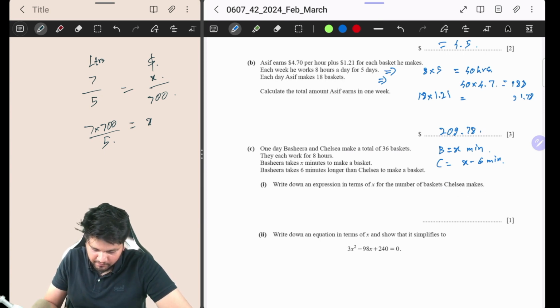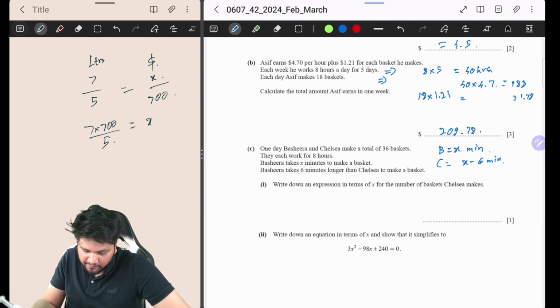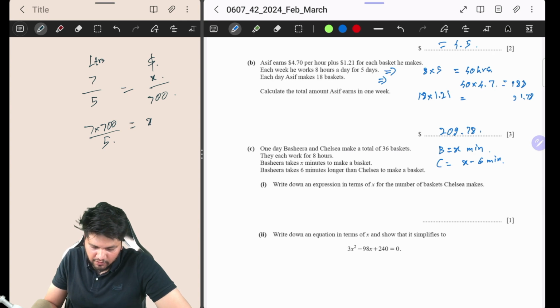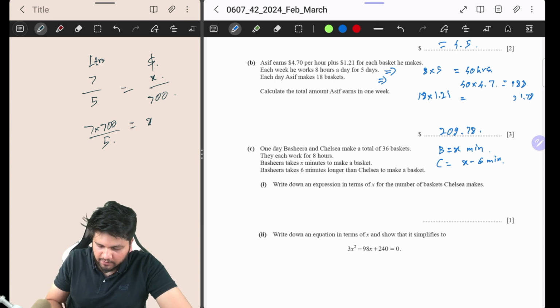Now see. They each work for 8 hours. B takes X minutes to make a basket. So in a day there are 8 hours. So total number of minutes, it's going to be what? It's going to be 8 into 60, which is 480 minutes. Now how many baskets C will be able to make? It's going to be 480 upon X minus 6.